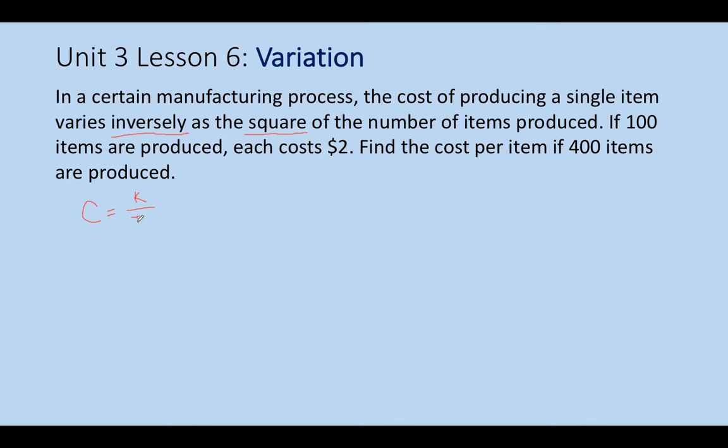Well, I'm going to call items I, and then I'm going to square it. All right, well, let's move on. It says if 100 items are produced, so that's 100 items down here, and each costs $2. If this is the case, well, now I can go ahead and solve for k. Or sorry, it's not C, it's 2. Let's save that.